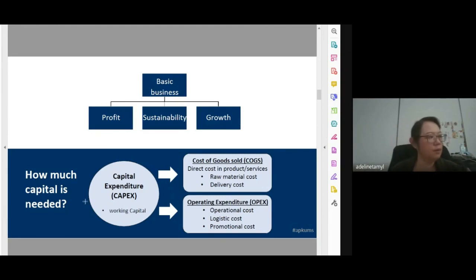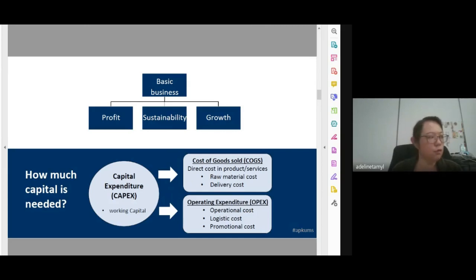So how much capital is needed? Here, when we start our business, we will ask this question: how much money is needed as the company's capital? So capital means the company's capital. So when we ask this question, actually we get a sum of money from the owner or the people who start the business, and this sum of money we use as capital expenditure.